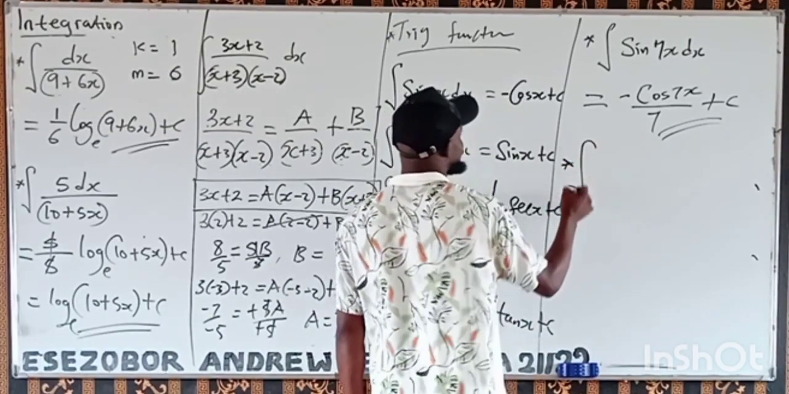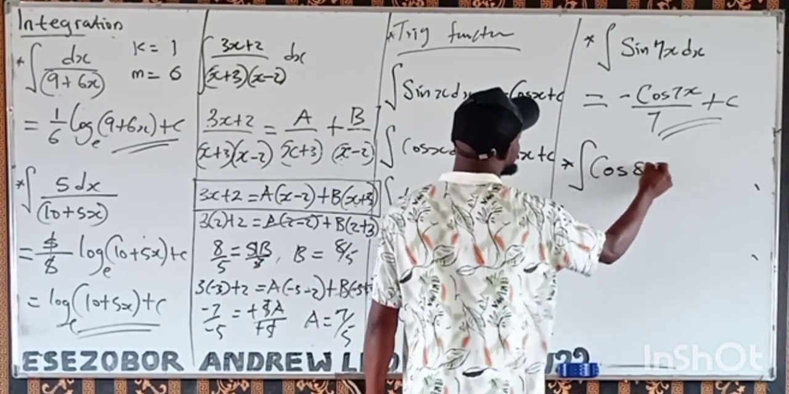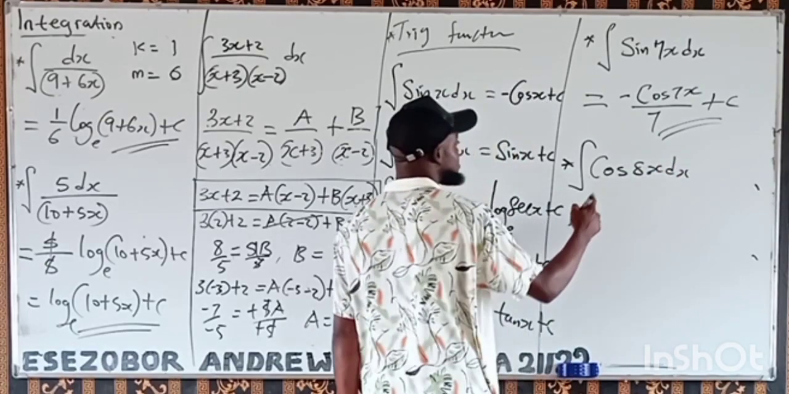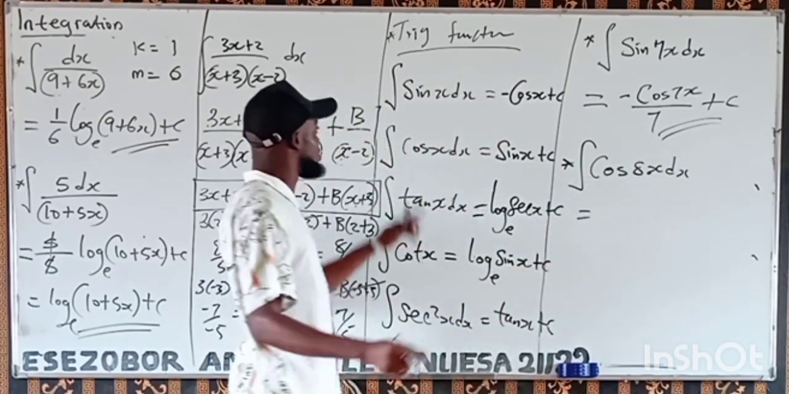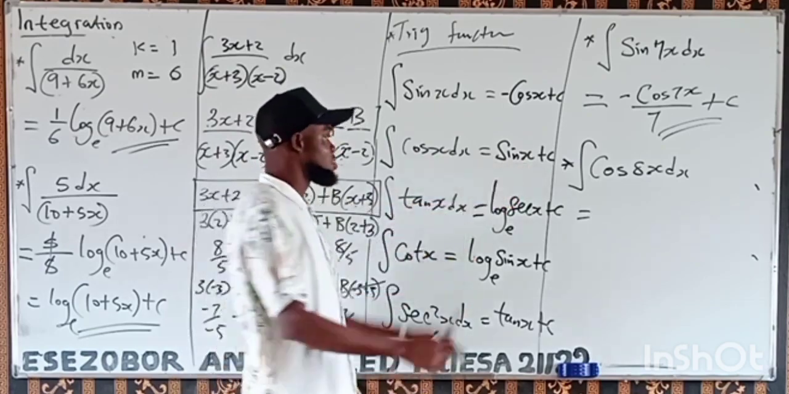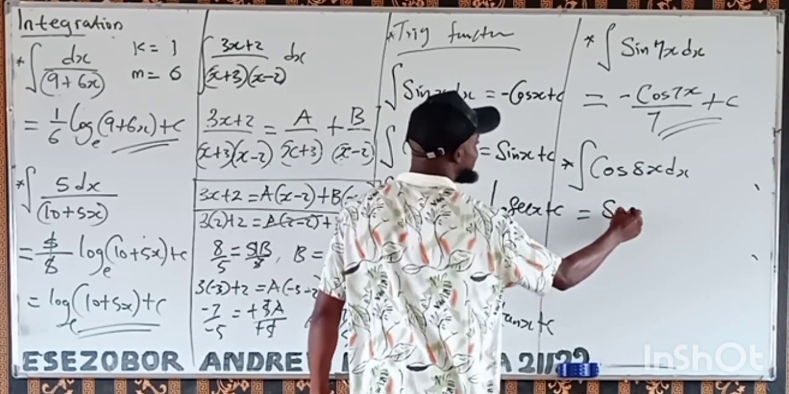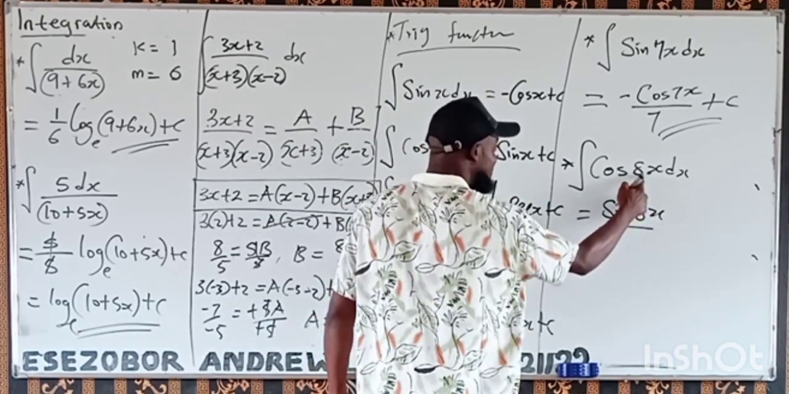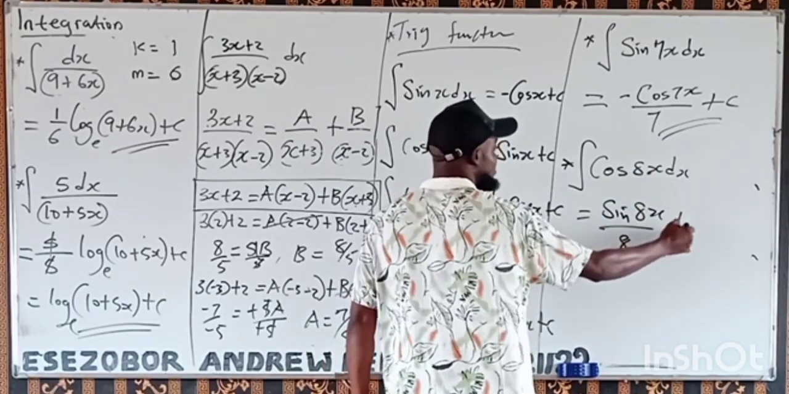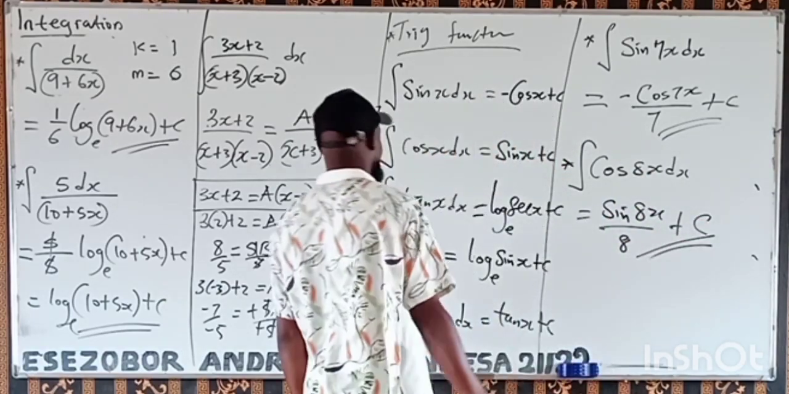Let's say I want to integrate cos 8x dx. That's how it becomes. Remember, if I integrate cos x, I'm going to have sin x. So if I integrate cos 8x, I'm going to have sin 8x over the derivative of 8x. I'm going to have 8. You see, that's what I'm going to have.